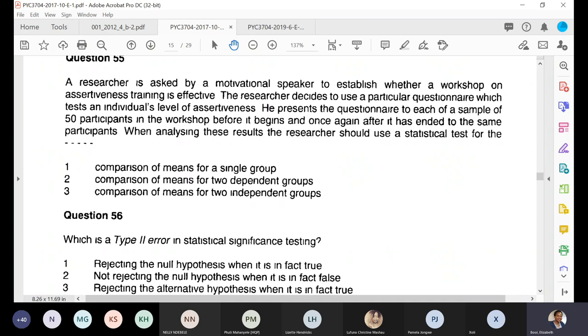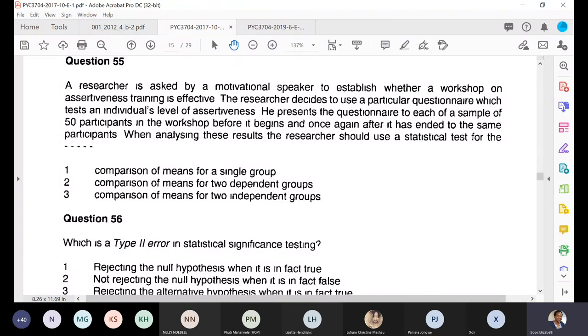Question 55, a researcher is asked by a motivational speaker to establish whether a workshop on assertiveness training is effective. The researcher decides to use a particular questionnaire which tests an individual level of assertiveness. He presents the questionnaire to each of a sample of 50 participants in the workshop before it begins and once again after it has ended to the same participant. When analyzing these results, the researcher should use a statistical test for the... I've already gave you the answer to this. Number two. That will be number two. Comparison of means for two dependent groups because we have the before the workshop and the after the workshop.